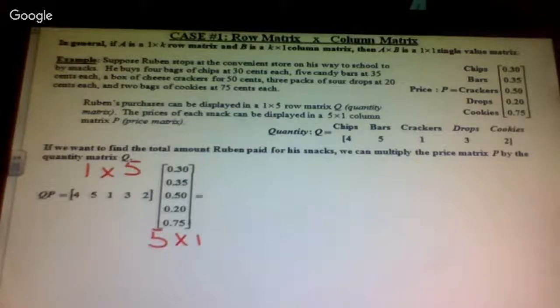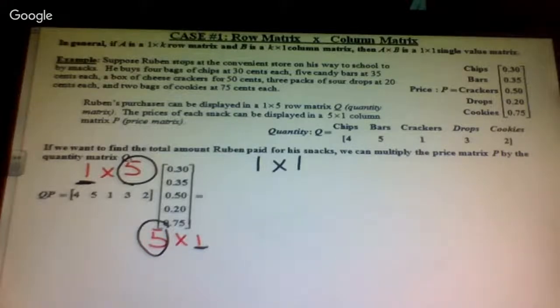In order to multiply, your second number of the first matrix must match the first number of the second matrix. That's it. So your columns have to match your rows. Okay. And what results is this. So your answer is going to be a 1 by 1 matrix. Or a 5 by 5. No, 1 by 1. That is it. The two inside numbers have to match, and your answer is the two outside numbers.